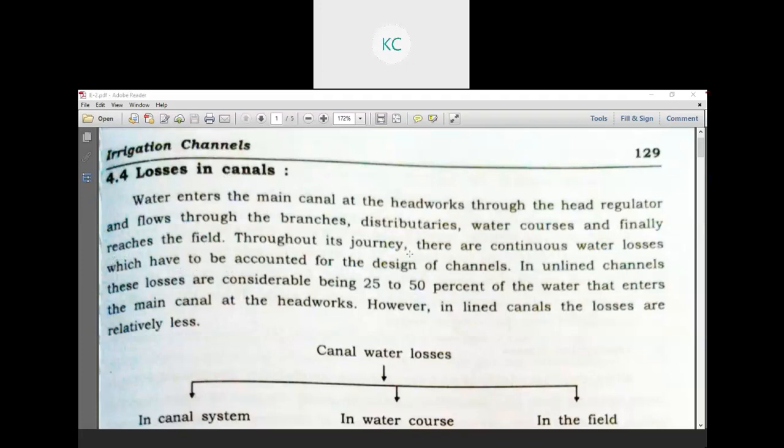Okay, how does water loss happen? Seepage happens, transpiration, evaporation. So throughout its journey, there are continuous water losses which have to be accounted for in the design of canals. In unlined canals the losses are 25 to 50%, while in lined canals the losses are relatively less.